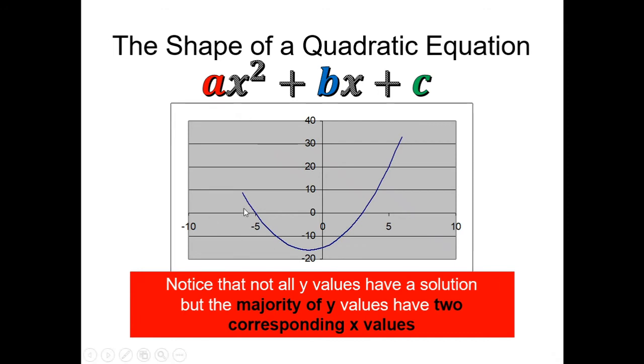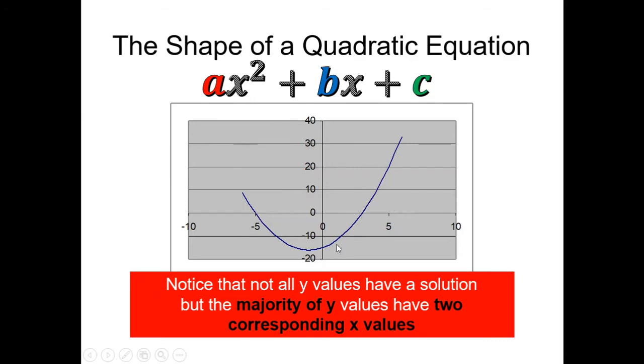They make these parabolic shapes. This is a positive parabola, so here is the assumption that the number in front of the x squared is positive. If a were negative, then I'd have a negative parabola. It would be upside down. It would be a frowny face.